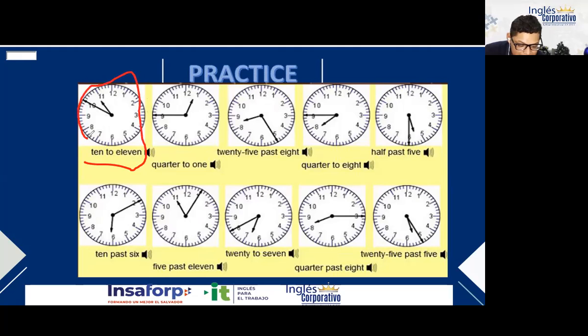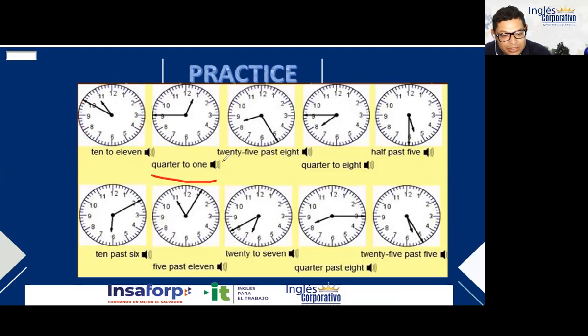So check. 10 to 11. 10 to 11. It's 10 to 11. Okay. Or 10:50? It's 10:50. Okay. 10:50.